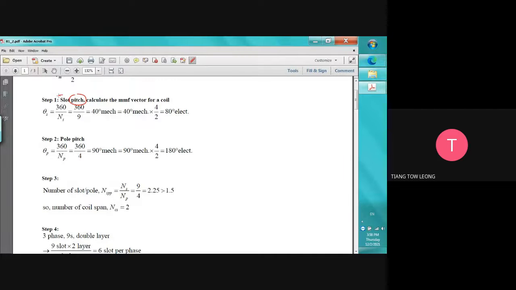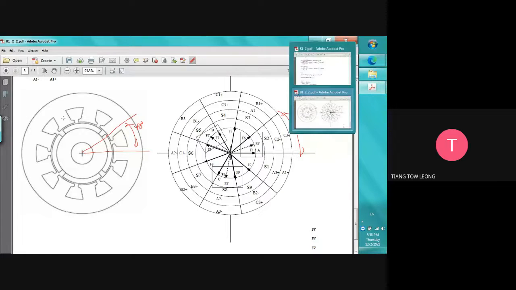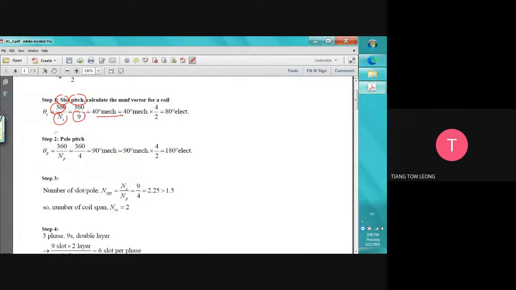The angle per stator slot is 360 divided by total slot, which is 9 slot, so 40 mechanical degree. Then we need to convert to electrical degree, times pole pair. It is 80 electrical degree. And then the angle per rotor pole is 360 divided by 4 pole, 90 mechanical degree.